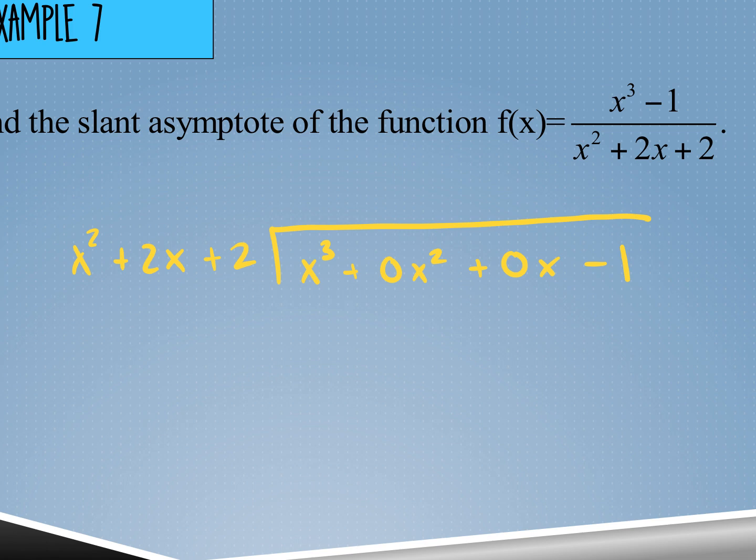So we start with division. What's x cubed divided by x squared? X. So I'm going to put that on top of the x. What do I do next? Multiply. So I get x cubed plus 2x squared plus 2x. And what's next? Change the signs and combine. So this is minus 2x squared minus 2x. And then what's next?